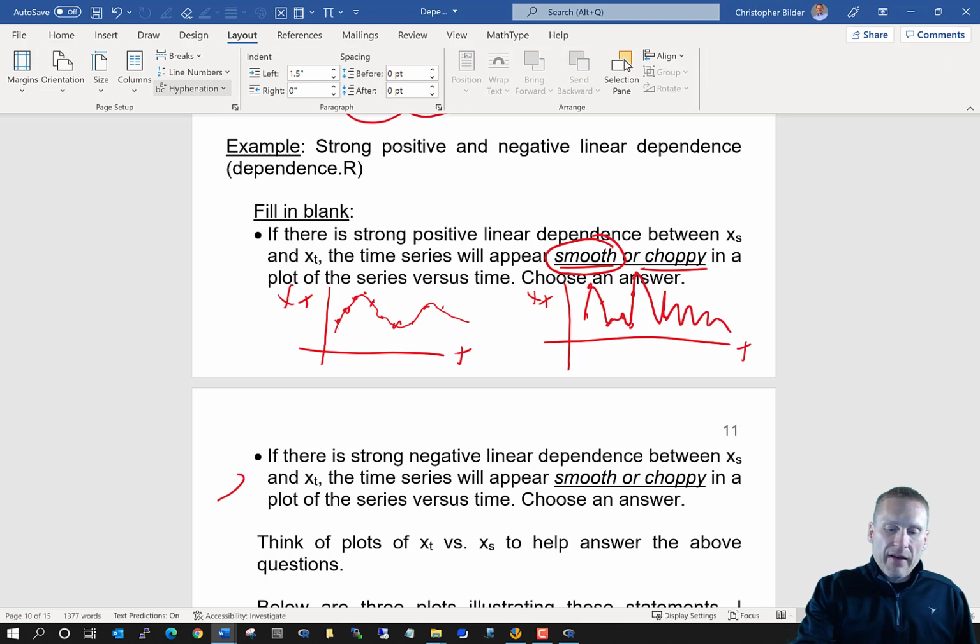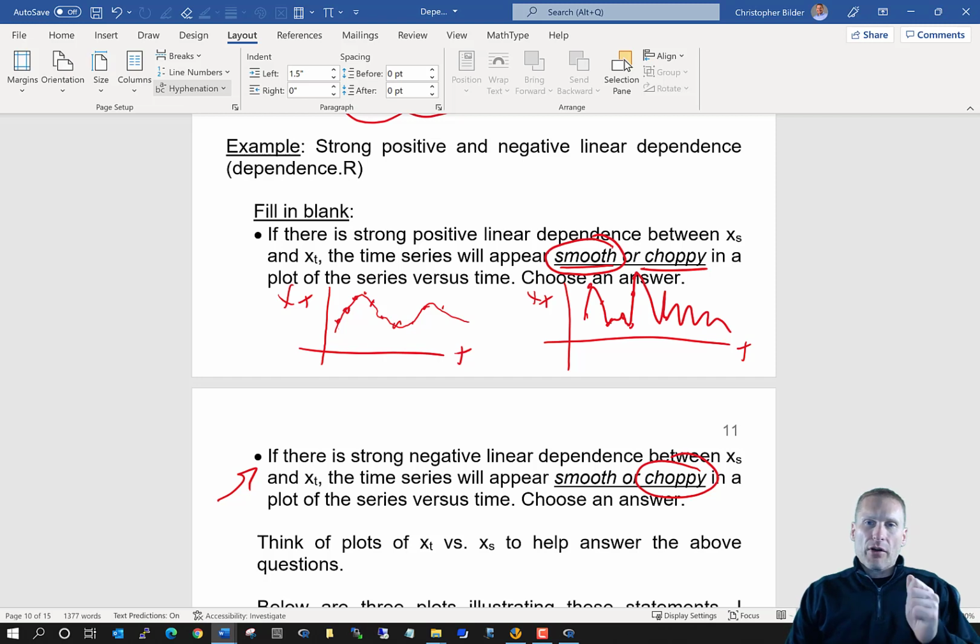Then let's say I have strong negative linear dependence between x of s and x of t. Would the time series plot be smooth or choppy? The answer is choppy. Again, think about what dependence in this kind of setting means.